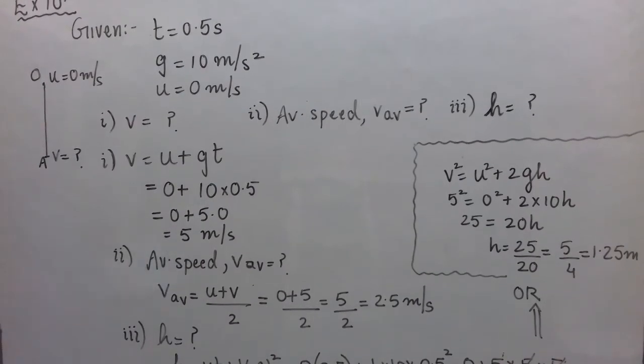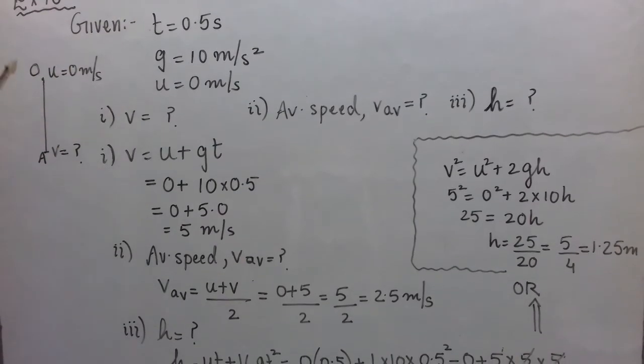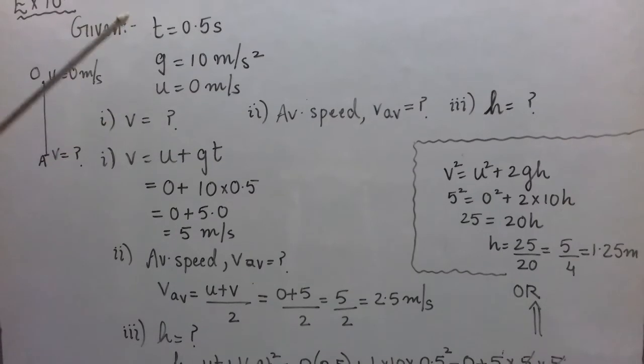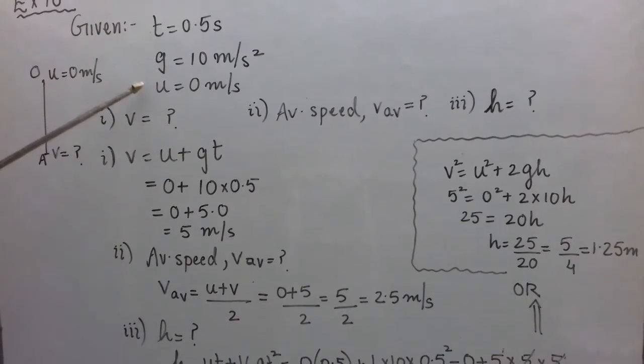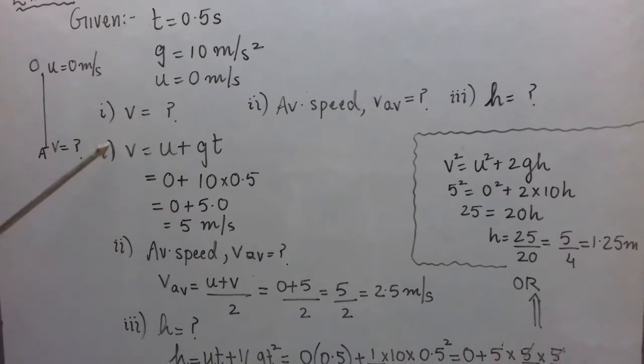Now, first of all, you should write what is given. We have written what is given. U is indirectly given, we have mentioned it. No problem of conversion here. Everything is in the proper system. Everything has proper SI units only. You have to find V.